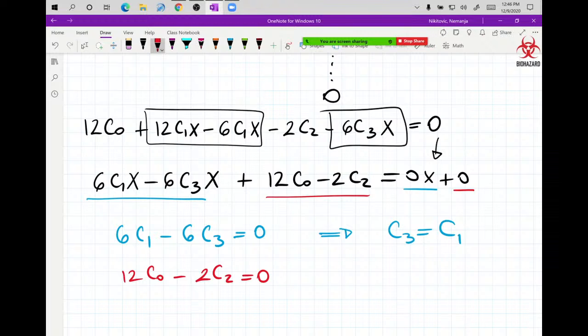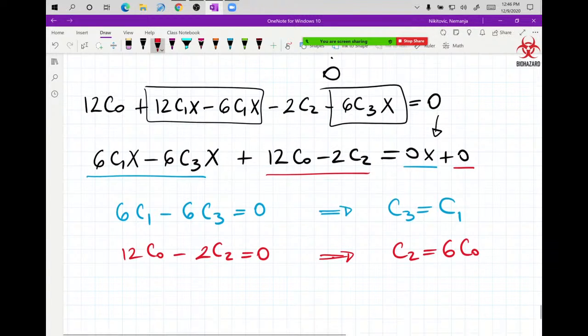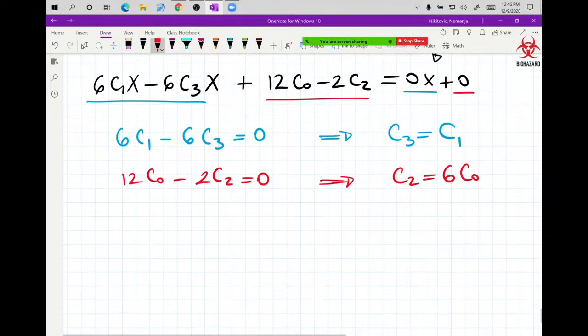When I move c2 to the other side, it becomes c2 is 6c0. You should check that, because, as I said, I'm fried. I'm gone. Okay.